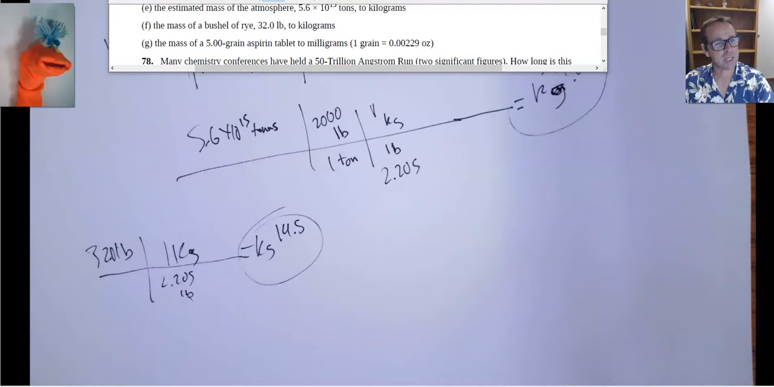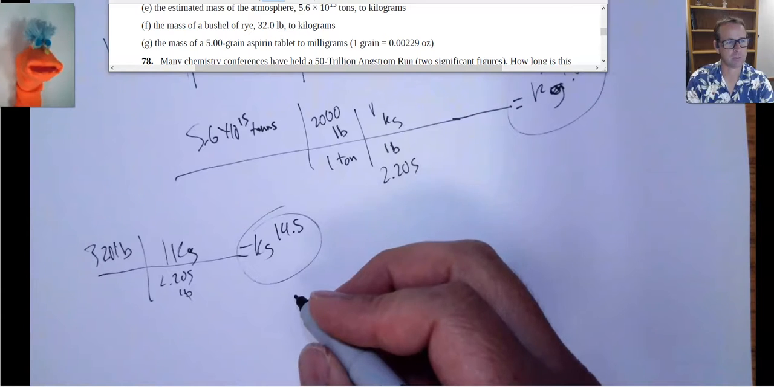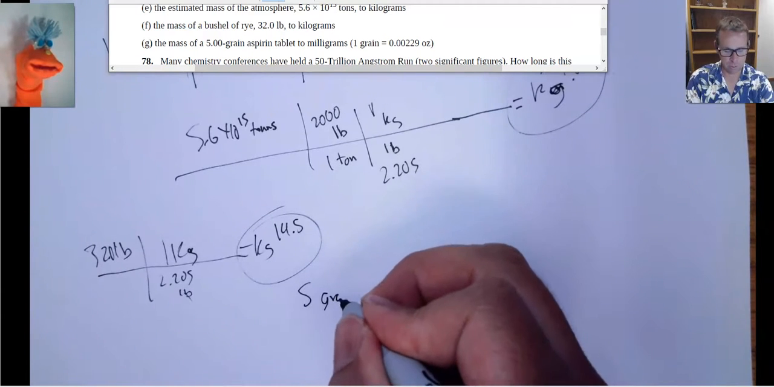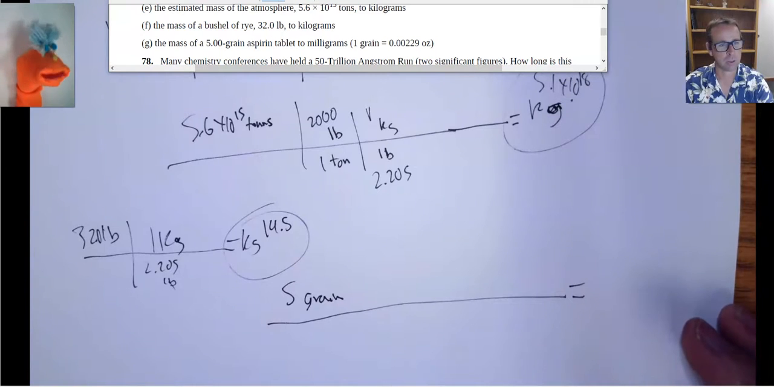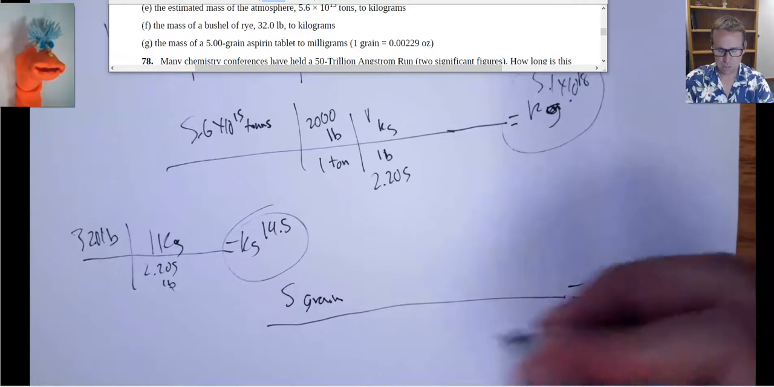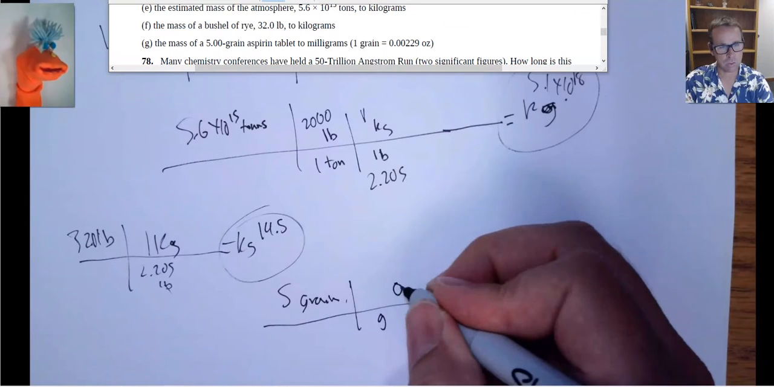5-grain aspirin tablet, 5 grains. A grain is that many ounces. How many ounces are there in a pound? 1 ounce, 0.0625 pounds. So if we start with what? The 5 grains? Very good. Grain, not something we use very frequently, is it? Nope. We want to go to milligrams. I can go from grains to what? Ounces, it tells you.